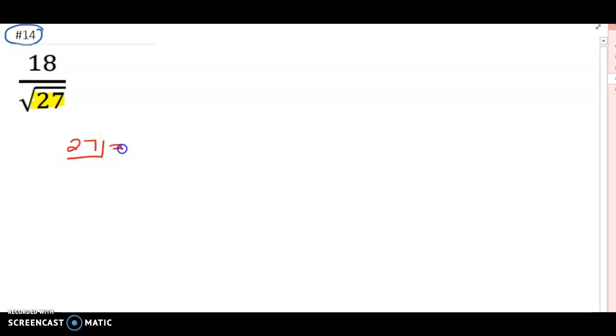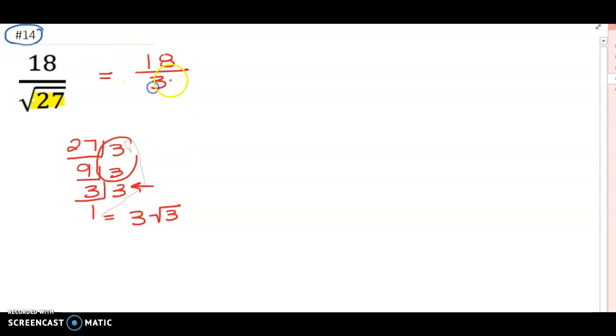So 27, 3 goes into 27, 9 times. 3 goes into 9, 3 times. 3 goes into 3 once, 1, we're done. Circle my pairs. So I'm left with 3 leftovers, go in the fridge, square root of 3. So this is the same thing as 18 over 3 square root of 3.